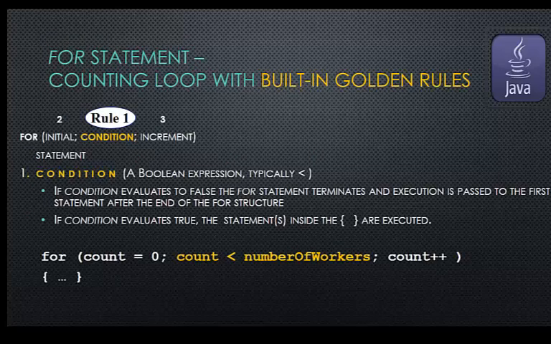Let's examine the for loop again using our golden rules, and we'll see that the 3 golden rules are built into the top of the for statement. Rule number 1 was that we have a valid exit condition. Looking at our sample here, we see that we will repeat the loop as long as the count is less than the number of workers. Once that condition evaluates to false, we will not continue to repeat the statements within the loop body. If the very first time we check the condition and it's not true, we won't do the loop body at all.